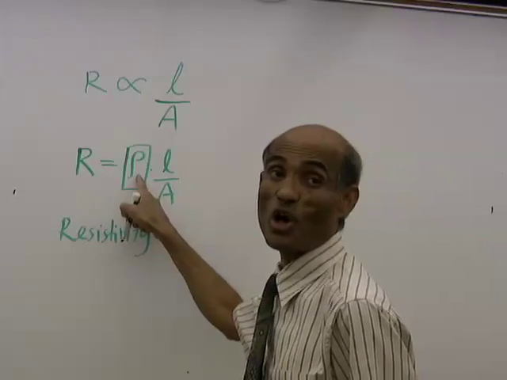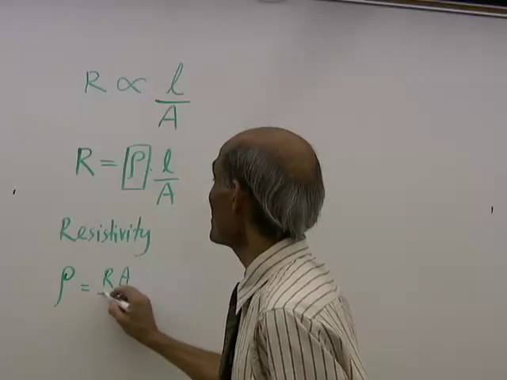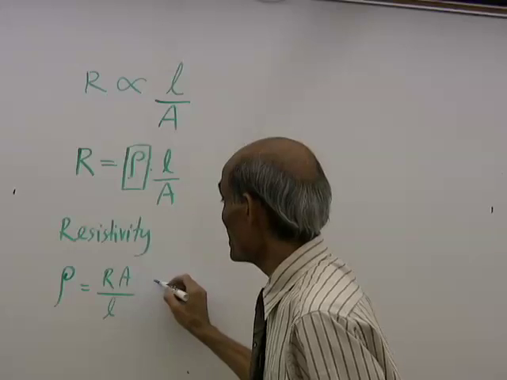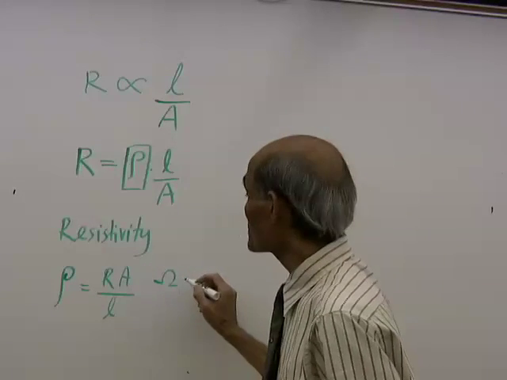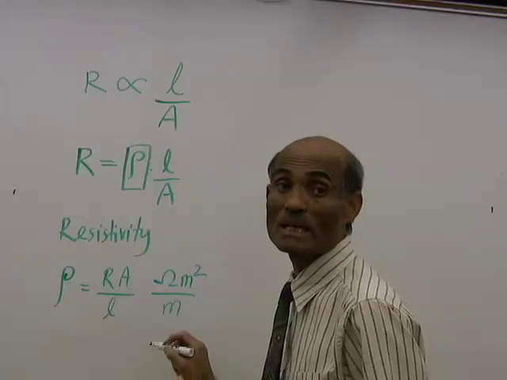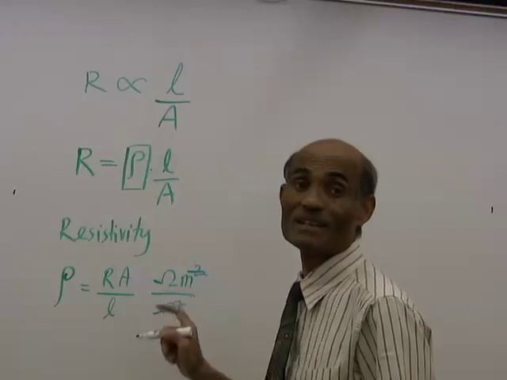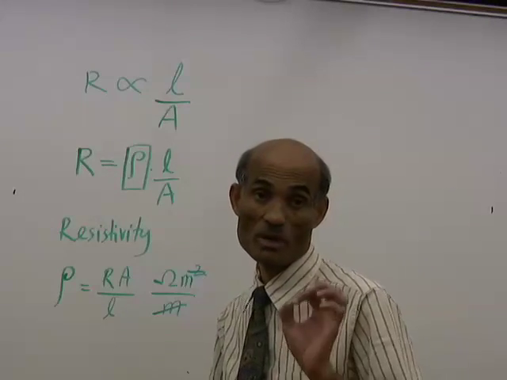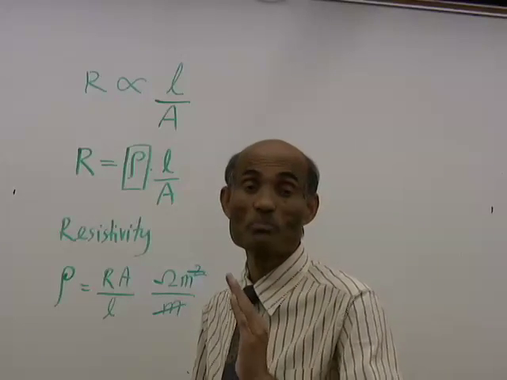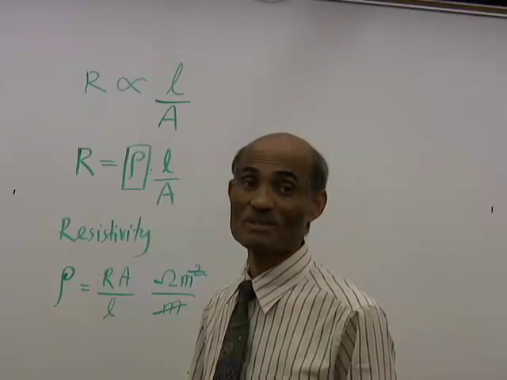If you want to solve for it, you can say rho equal to RA over L. Well, resistance is measured in ohm, area is measured in meter squared, and length is measured in meter. Therefore, resistivity is measured in ohm meter. That is the unit of resistivity. Remember, when you write your report, every physical quantity must have its proper units. You lose points every time you forget to write a unit.